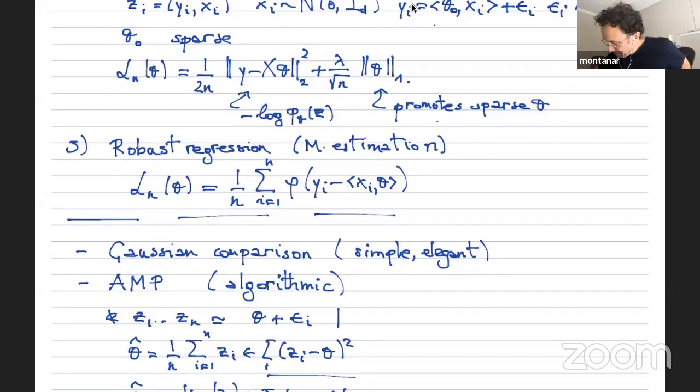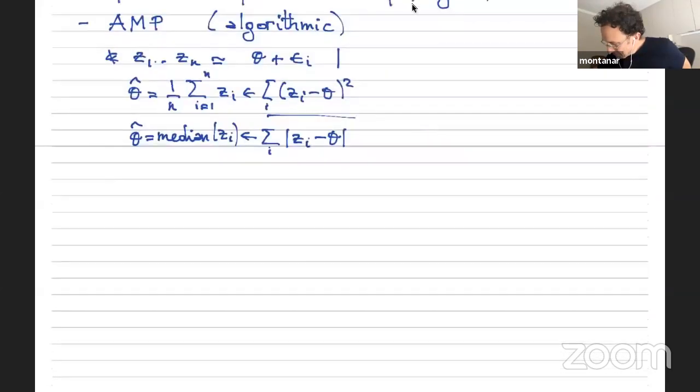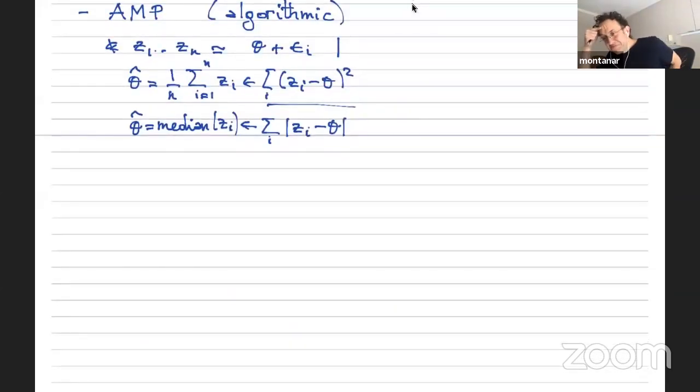Okay, I'm not sure exactly what this question is referring to, but it says, or absolute values equal to rho, perhaps? I think that was referring to the robust regression answers. Oh, okay. Yeah, so in this case, I'm thinking of the sum over i of rho of Zi minus theta. So in this case, I'm taking rho to be the absolute value function.